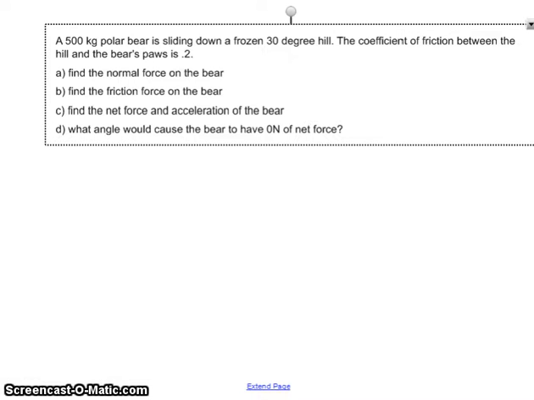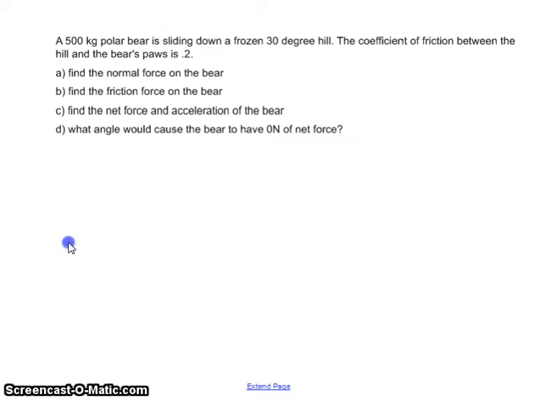So, first thing that we want to do before we answer any of these questions is to create a free body diagram. So what we want to do is just set up a box to represent the bear. And here's our 30-degree incline, not drawn to scale, as I'm sure you've noticed. And the bear has 500 kilograms worth of mass.